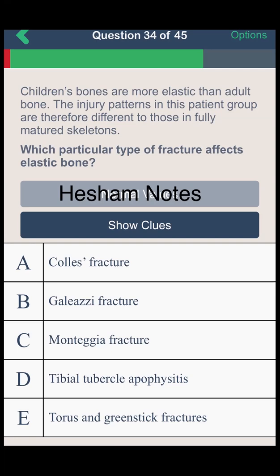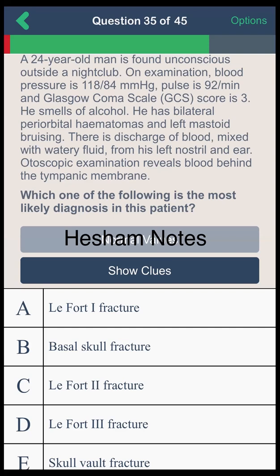A 24-year-old man is found unconscious outside a nightclub. On examination, blood pressure is 118/84, pulse is 92 per minute, and Glasgow Coma Scale score is 3. He smells of alcohol and he has bilateral periorbital hematomas and left mastoid bruising. There is discharge of blood mixed with watery fluid from his left nostril and ear. Otoscopic examination reveals blood behind the tympanic membrane. This is a feature of basal skull fracture. Most likely diagnosis is B, basal skull fracture.